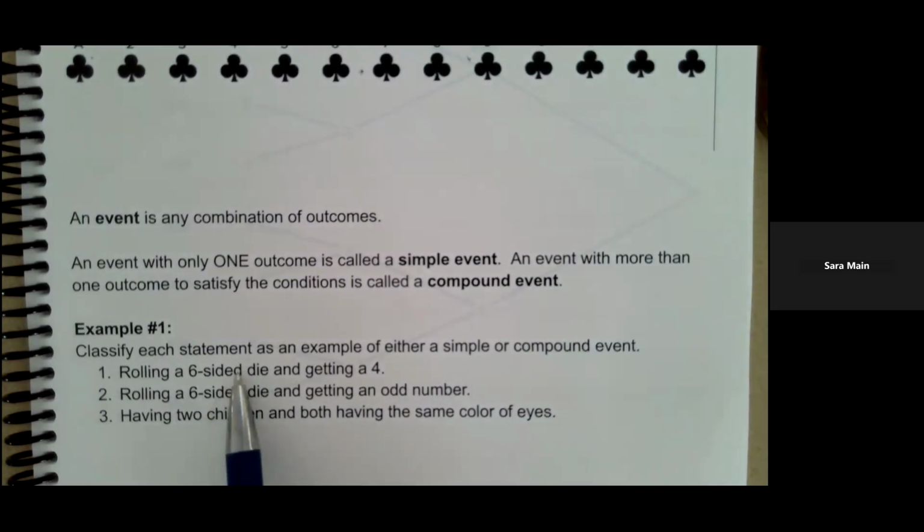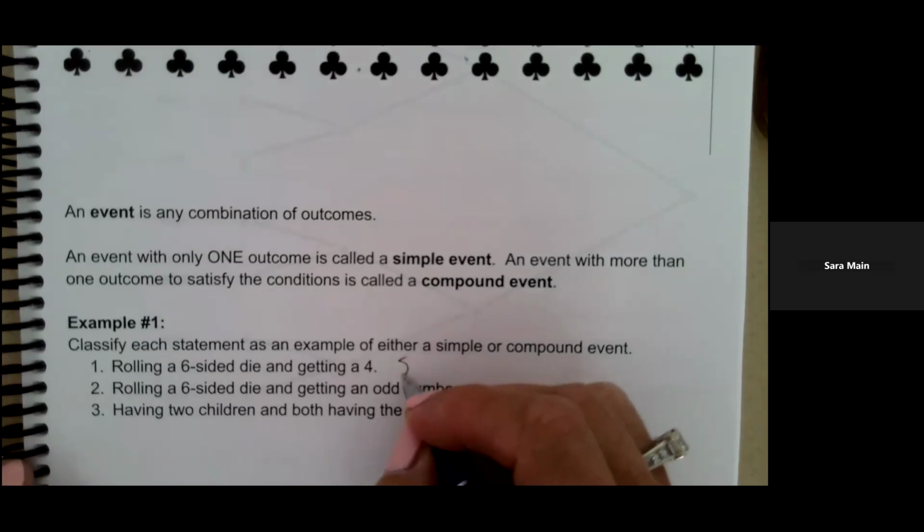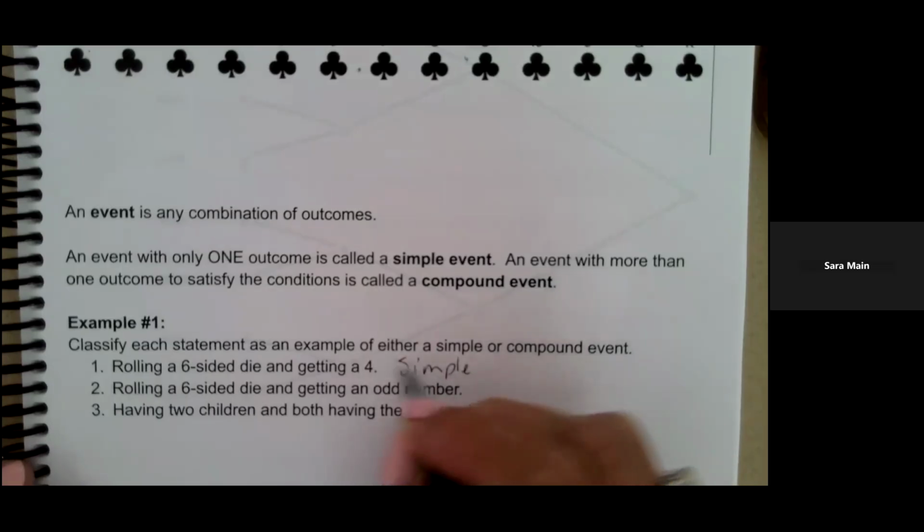So if we roll a 6-sided die and we get a 4, the question that we want to ask ourselves is, is there more than one way to get a 4? And there's not. It's just one single die. And so this is a simple event.